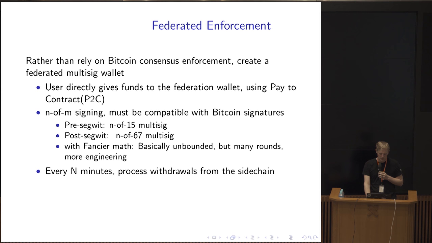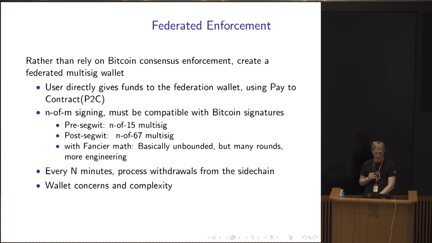And in this setting, every N minutes, you do a batch withdrawal from the sidechain. So this multisig wallet sees users requesting pegouts, the pretty please pegout requests from the sidechain, and then every N minutes they all agree, okay, these are valid pegout requests, we'll pay these out. And with all this, you have these wallet concerns and complexity. So you're really doing UTXO management, fee estimation, because you're not a miner. You have all these things on top, which can be a bit complex, but also is nice in the sense that you don't have to ask permission for this. A federated sidechain could be happening and you don't even know it, right, as a miner.